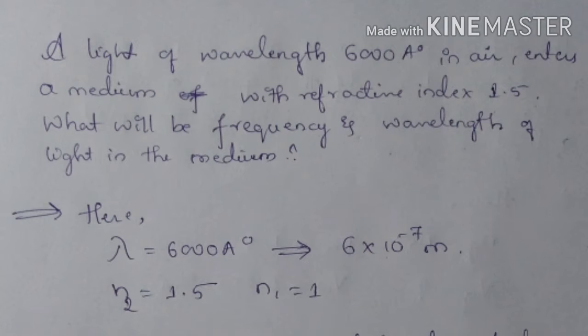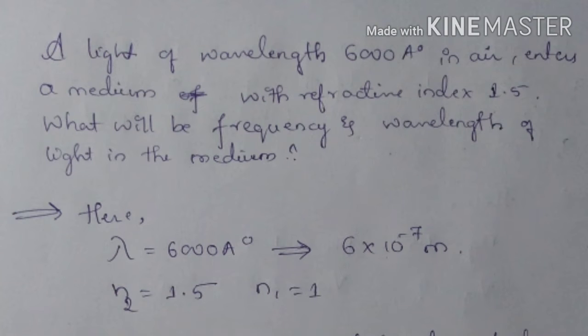A light of wavelength 6000 Armstrong in air enters a medium with refractive index 1.5. Here he is giving the wavelength of light, so it is 6000 Armstrong. This light enters a medium which has the refractive index 1.5. He is asking what will be the frequency and wavelength of light in the medium. So here we need to find the frequency and the wavelength of this light when it enters the medium of refractive index 1.5.